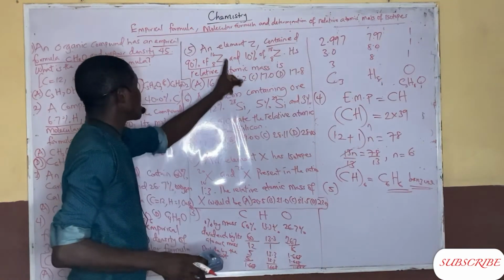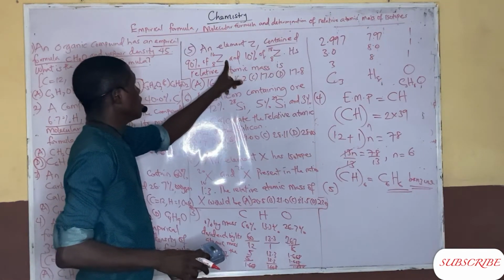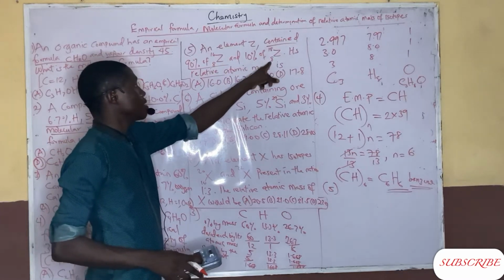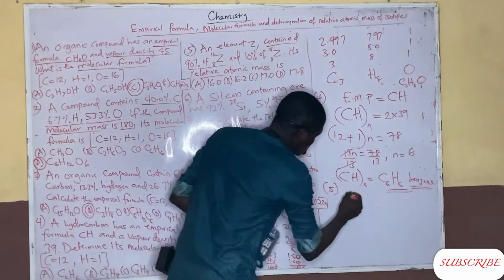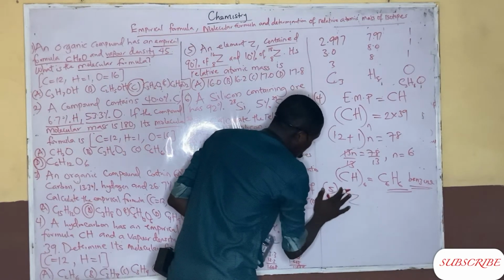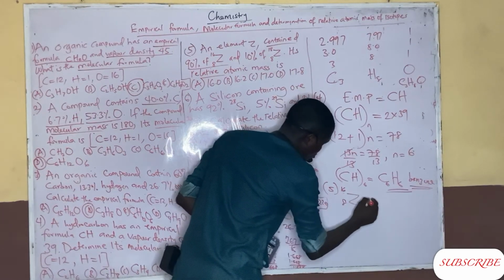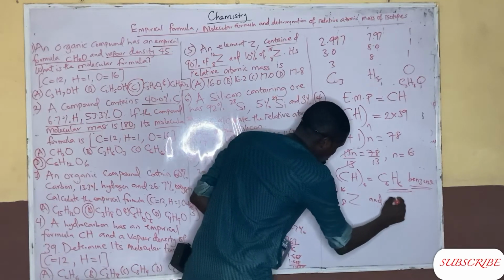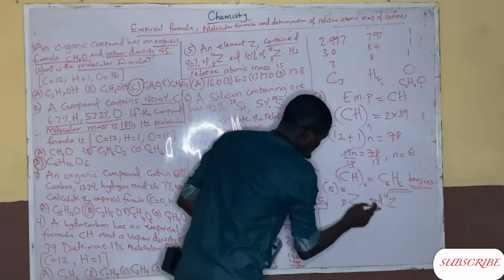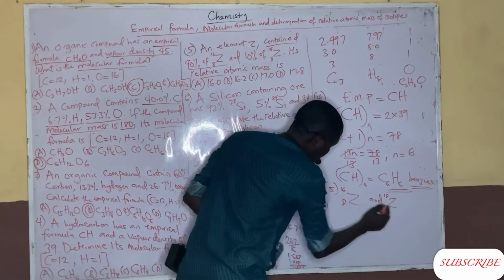Now you can see that element Z has isotopes of 16 and 18. But now we are talking about isotopes. Isotopes are atoms of an element that have different mass numbers but the same atomic number. You can see that this one has a mass number of 18, this one has a mass number of 16, but the atomic number is what?